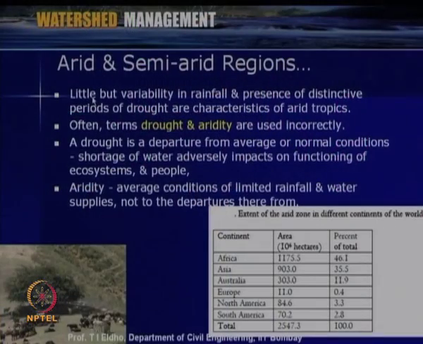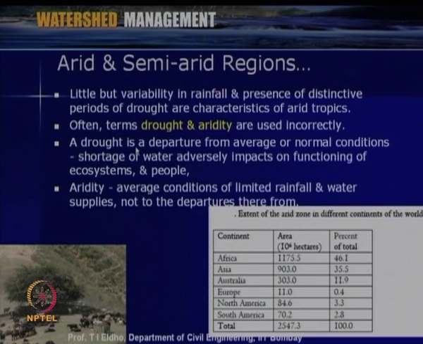As far as arid and semi-arid regions are concerned, little and variable rainfall and the presence of distinctive periods of droughts are characteristics of these areas. Often we call it sometimes drought or sometimes aridity, but as far as these terms are concerned, there is a lot of confusion.